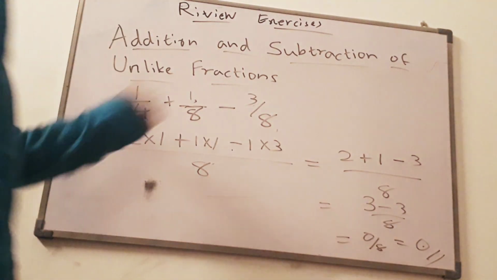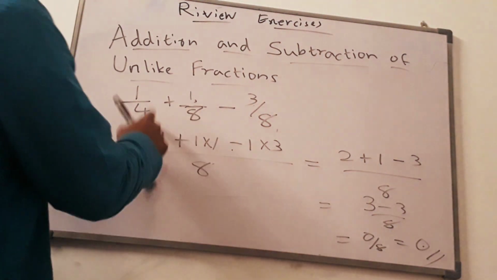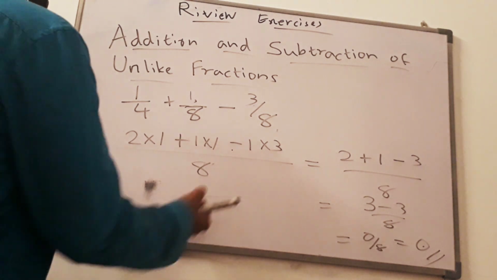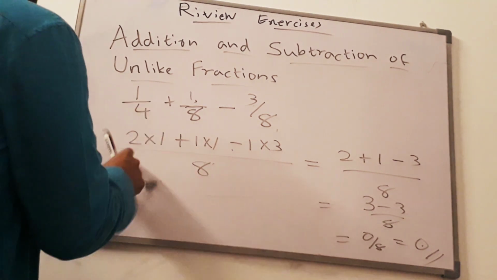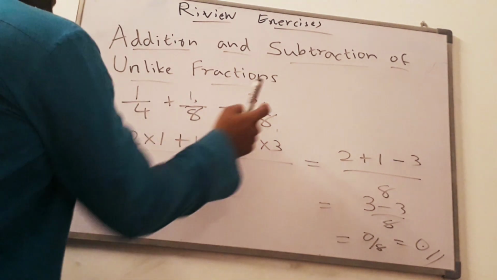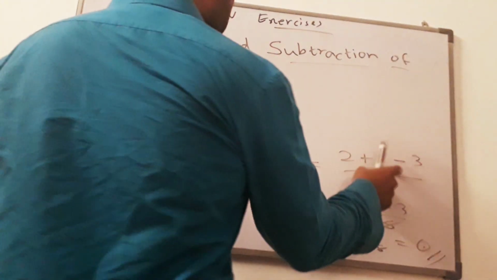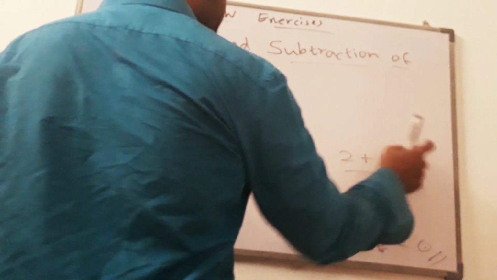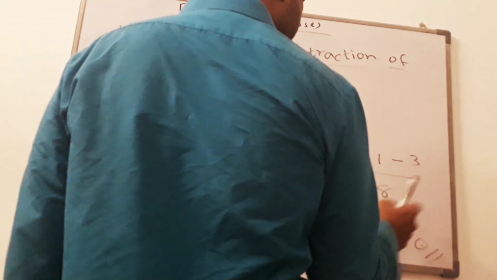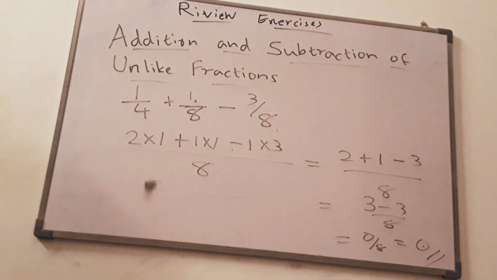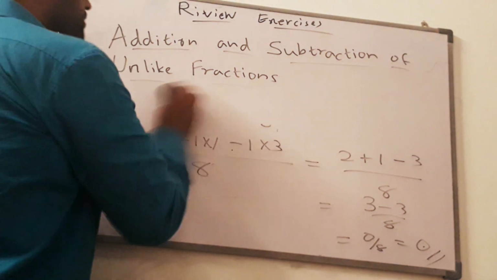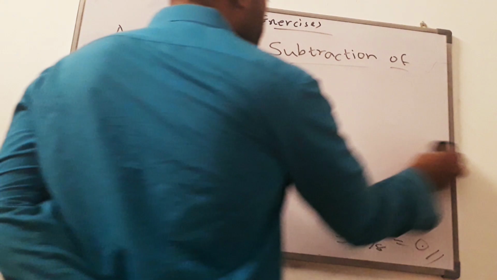Again, in this case we can make 4 and 8. So we make this 8. 4 times 2, 2 times 1, 1 times 1 and 1 times 3. 2 times 1 is 2, 1 times 1 is 1, 3, minus 3. So 0 over 8, hence it is 0. Next question.